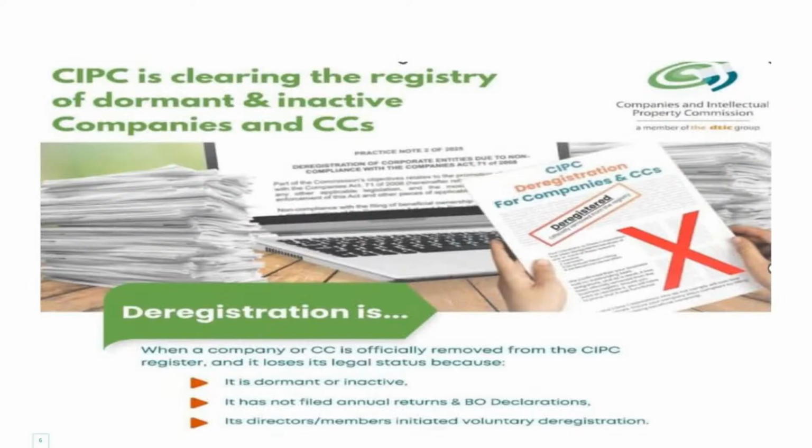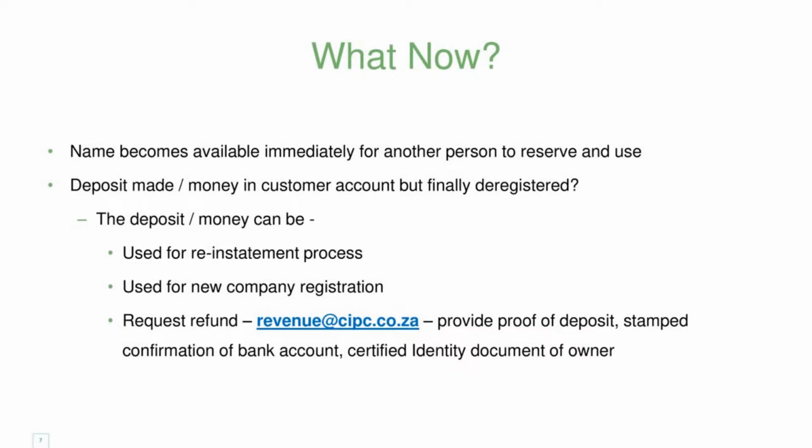Final deregistration. CIPC is clearing the register of dormant and inactive companies and CCs. What now? The name of your business becomes available immediately for another person to reserve and use.